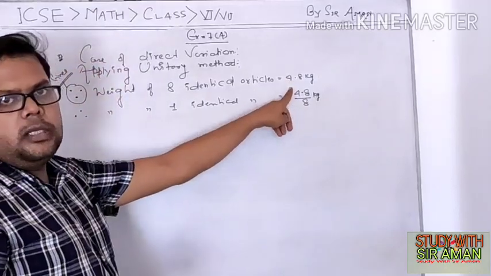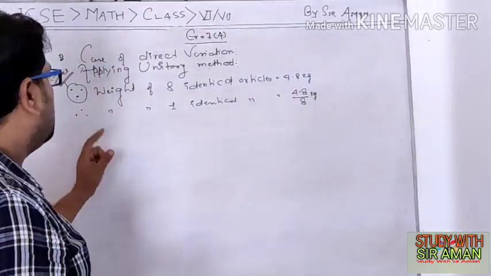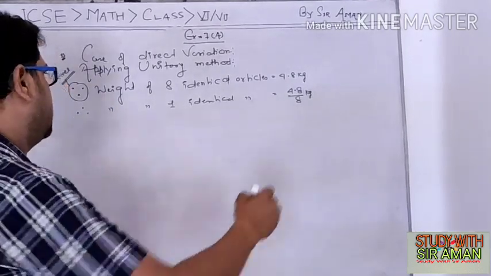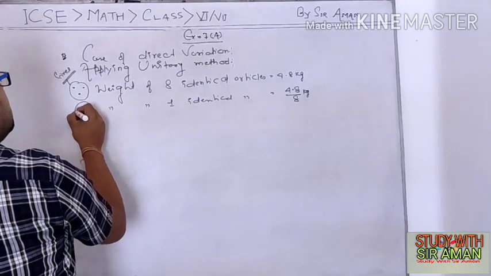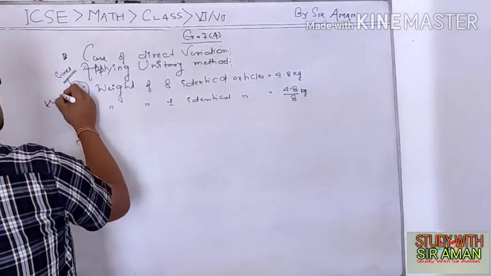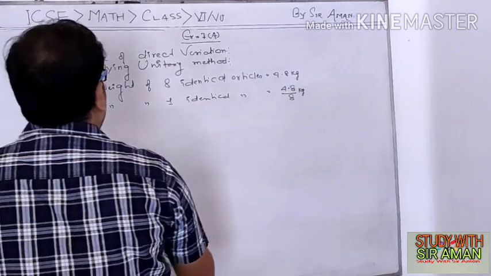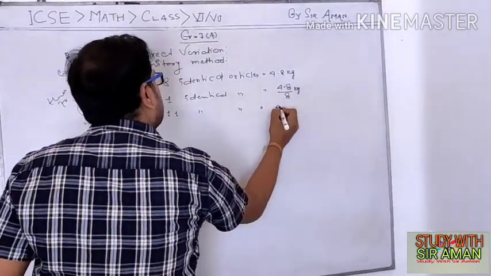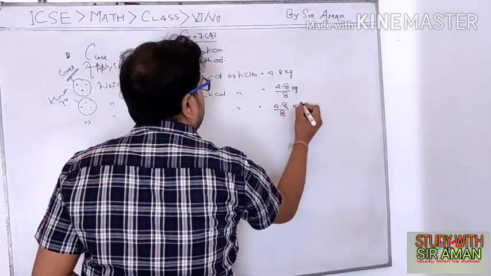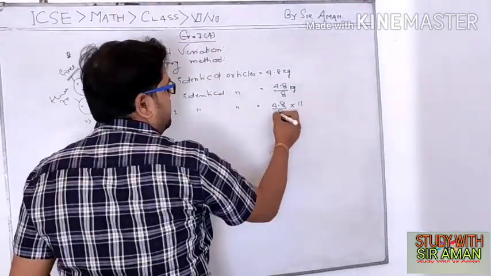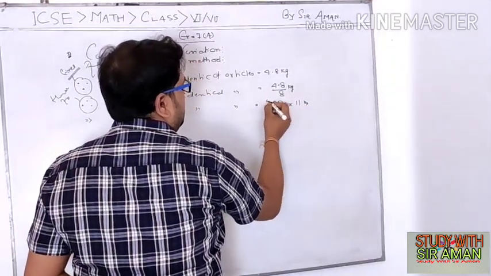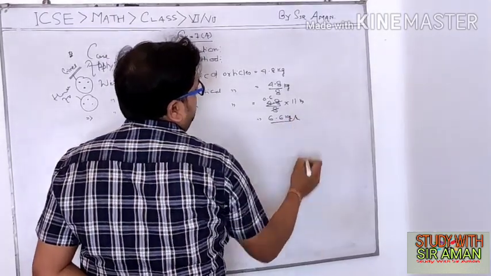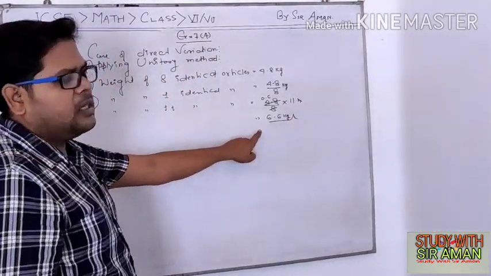Now what do we need? We need the weight of 11 articles. This symbol is therefore. Weight of 11 articles: 4.8 by 8 multiply with 11 kg. Cut, 0.6 multiply 11. What is the weight? 6.6 kg.